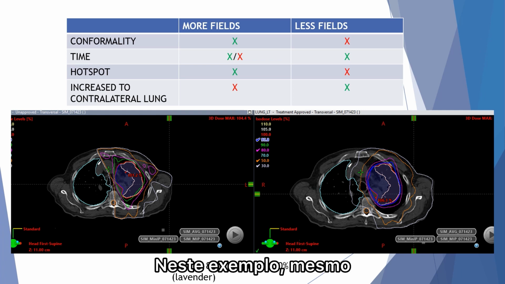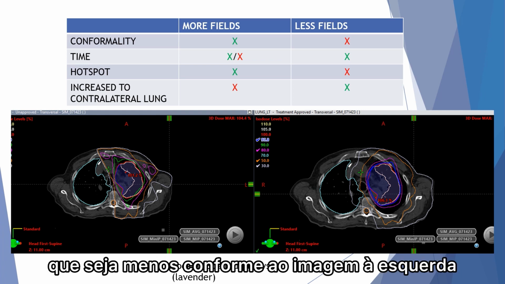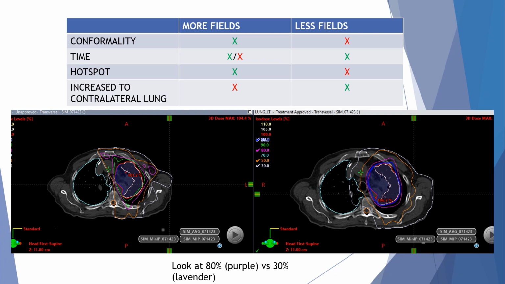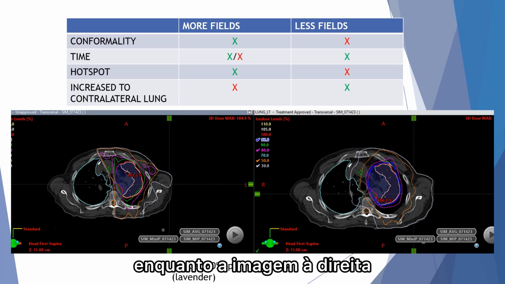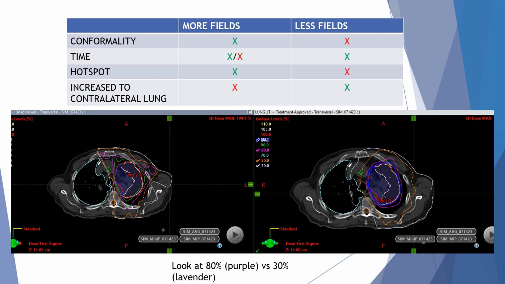In this example here, even though it is less conformal, the image on the left prevents low dose spillage into the right lung, while the image on the right, while more conformal, has more low dose, as you can see with the 80% and 30% into the right lung.